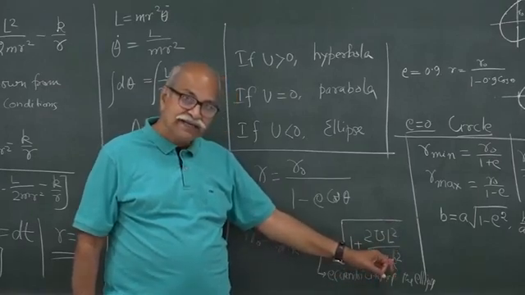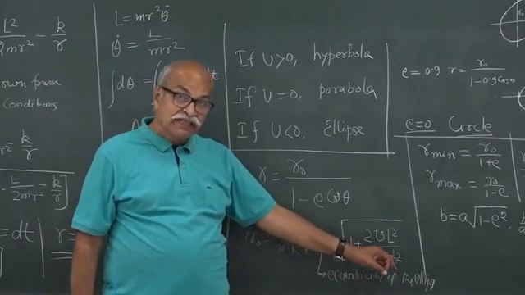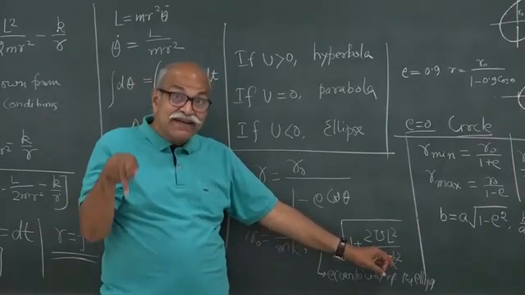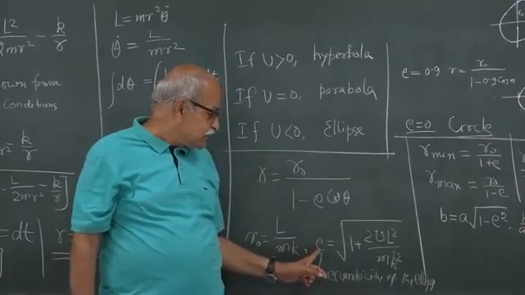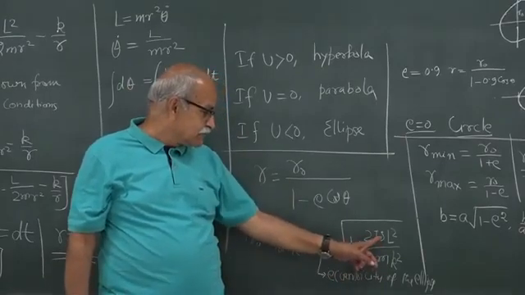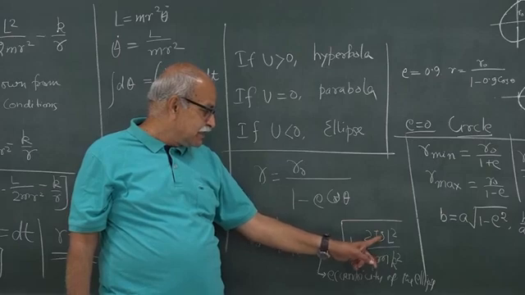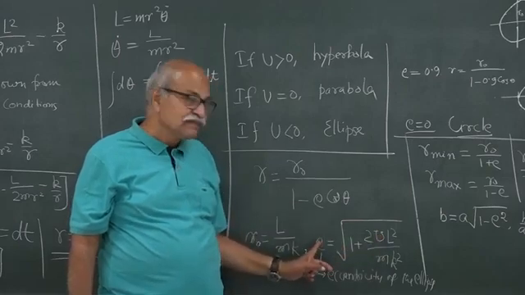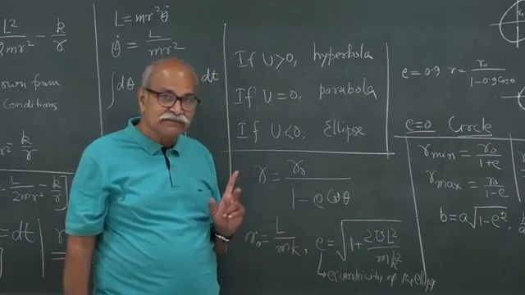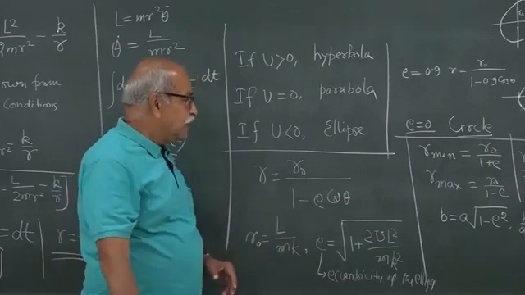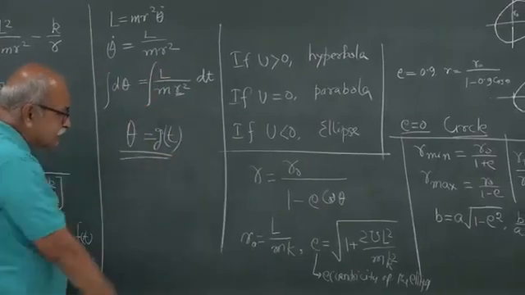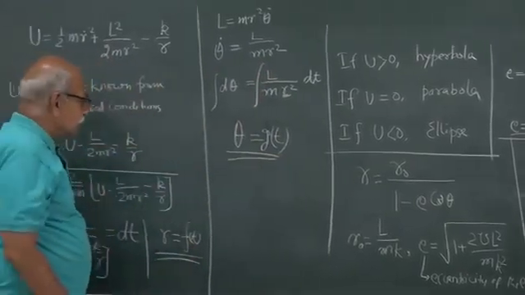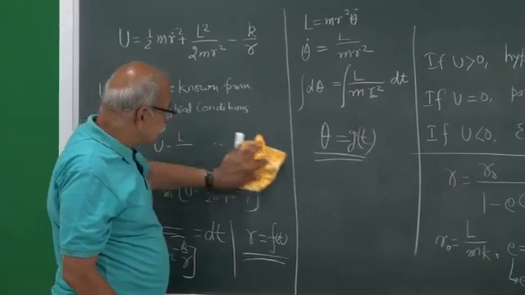This constant k is coming from force, remember, force is k by r square, that k. So, these things will finally decide what the energy is, and remember this u is negative. So, this E is less than 1, and therefore, it is an ellipse. Okay, let me also write how much that major axis is, and you will see a very interesting result.